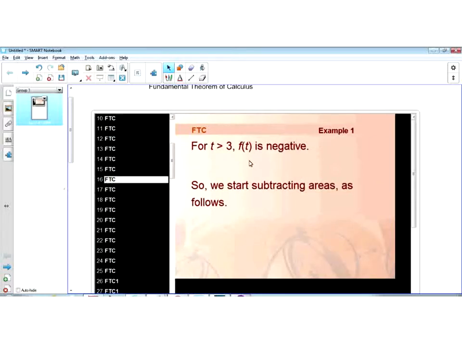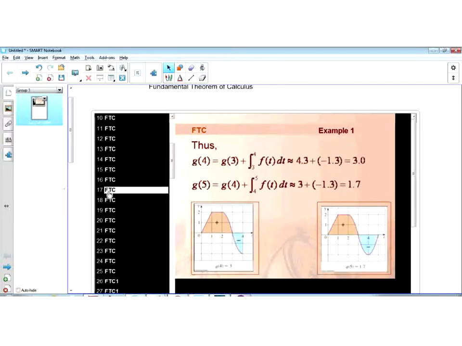Now for t greater than 3, of course, f of t is below the x-axis. And so we start subtracting areas as follows. So g of 4 would be g of 3 plus the definite integral from 3 to 4 of f of t dt. And so once again, they estimate the area of this blue negative zone to be minus 1.3, the symmetric counterpart of the portion of the graph from 2 to 3. And so we're back to 3. So g of 4 is 3.